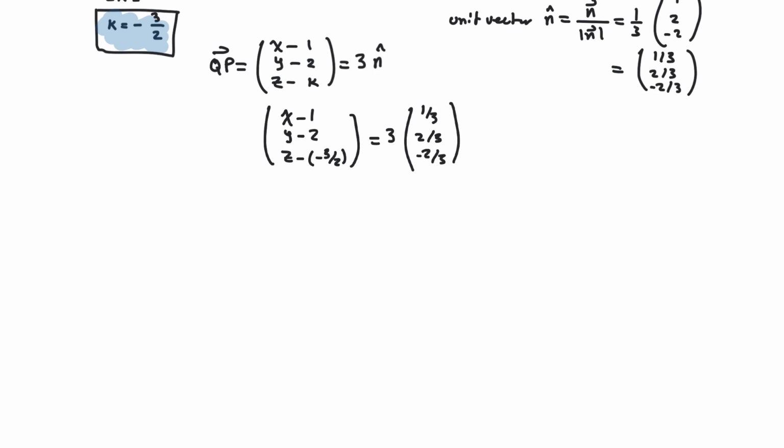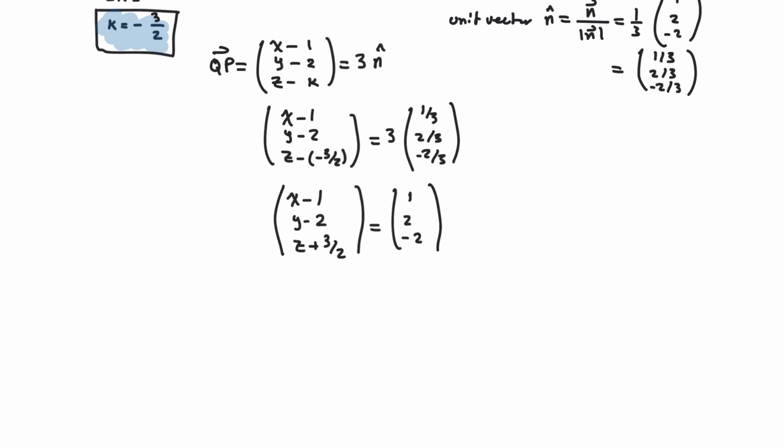I'm just going to simplify everything before I move on. This is going to be z plus 3 over 2. That's my negative, and a negative makes it positive. And on this side, 3 times 1 over 3 is just 1. 3 times 2 over 3 is 2, and 3 times -2 over 3 is -2. This is nice and convenient.